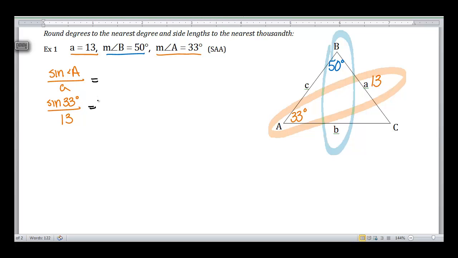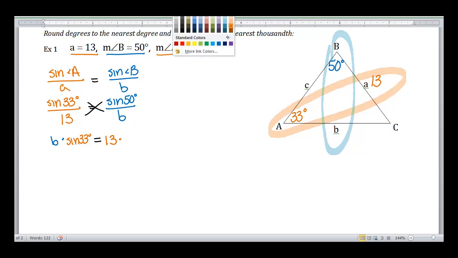This is going to equal the angle B and side B. So I'm going to use the sine of angle B and divide it by side B. So that's the sine of 50 degrees divided by side B. At this point, again, we're going to have a proportion that we could just cross multiply and solve for side B in this case. So B times the sine of 33 is going to equal 13 times the sine of 50.